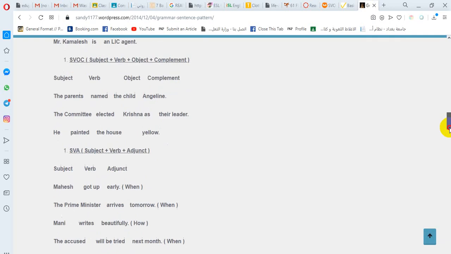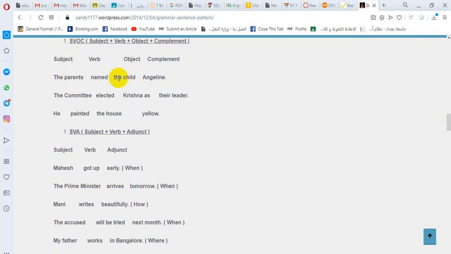This pattern: the parents named the child Angeline. Okay, the child is Angeline. The child is Angeline. So this one is what?